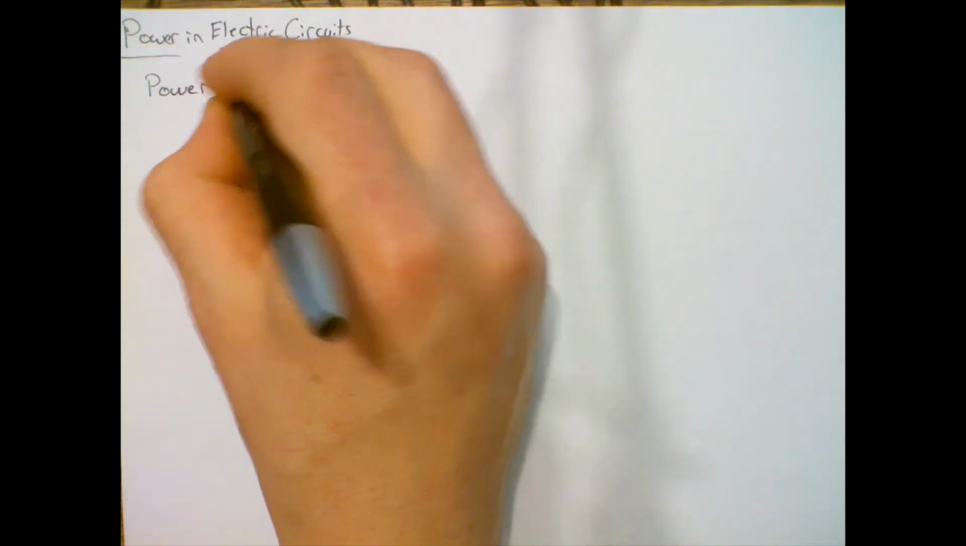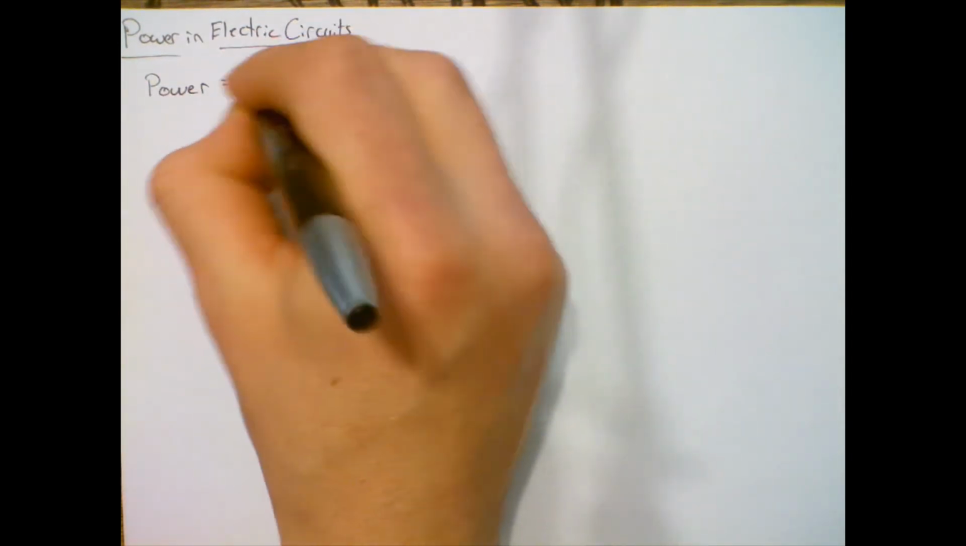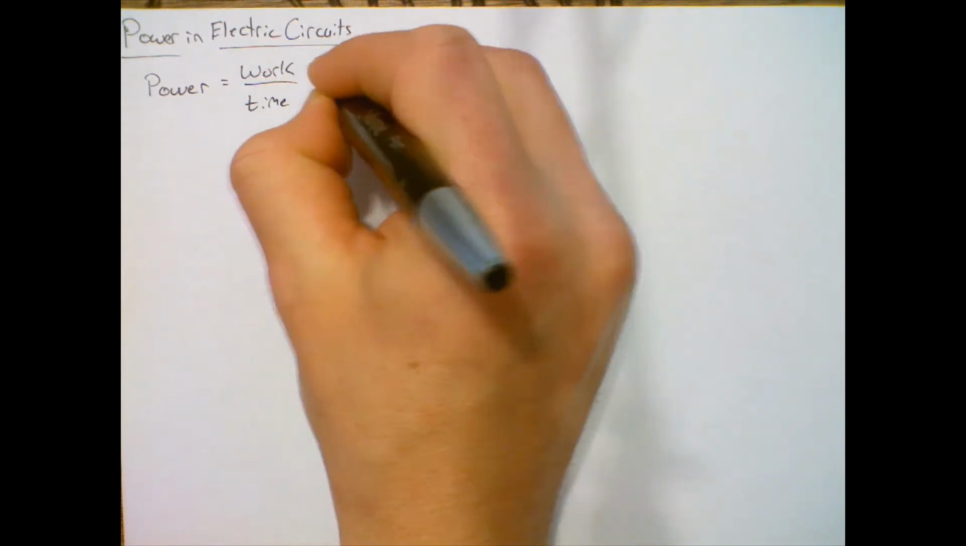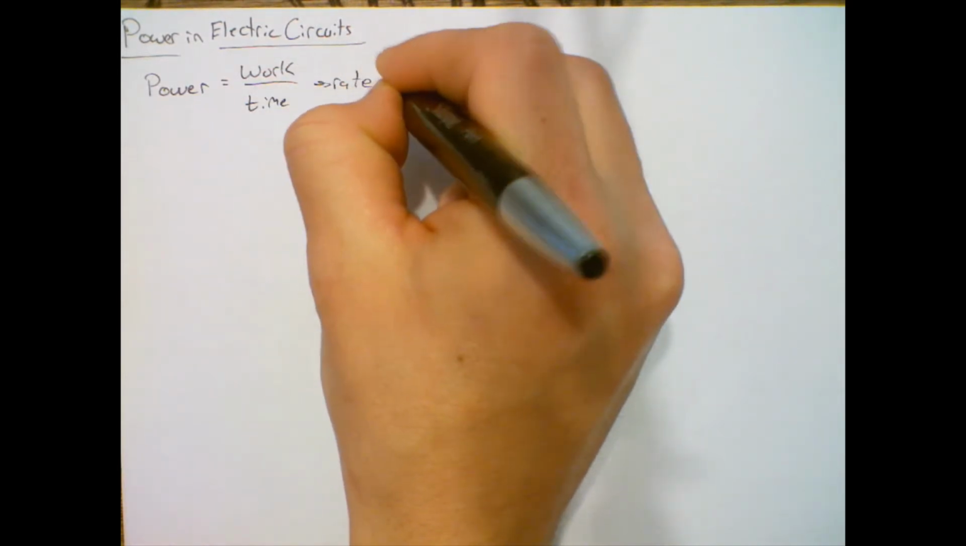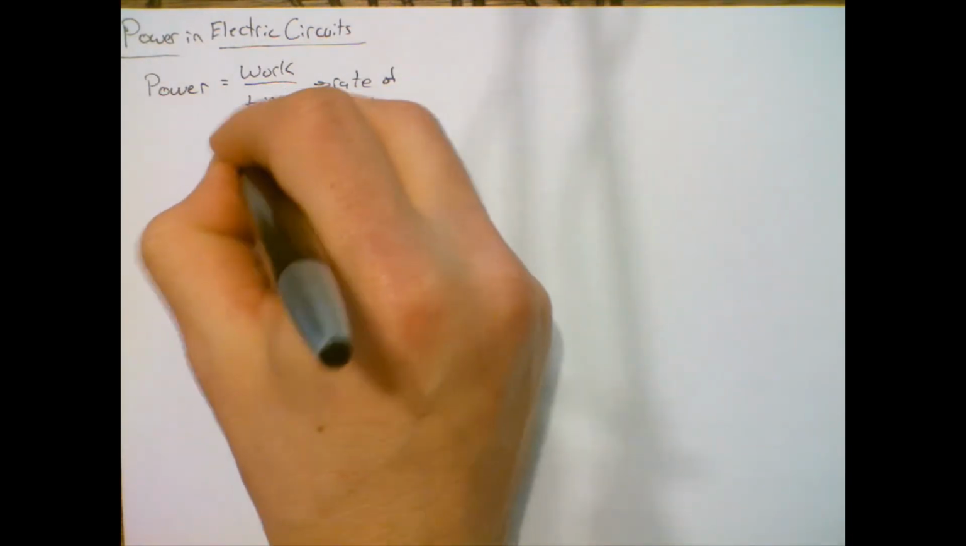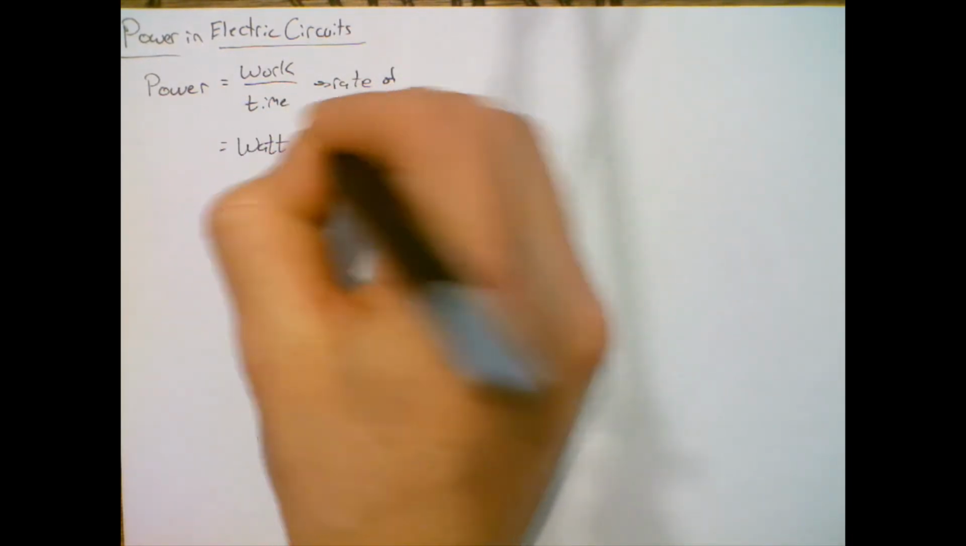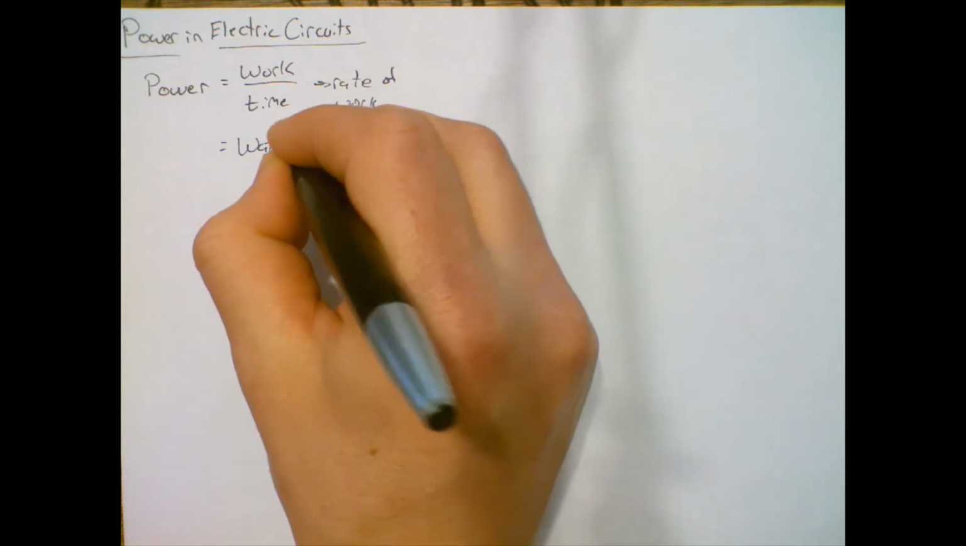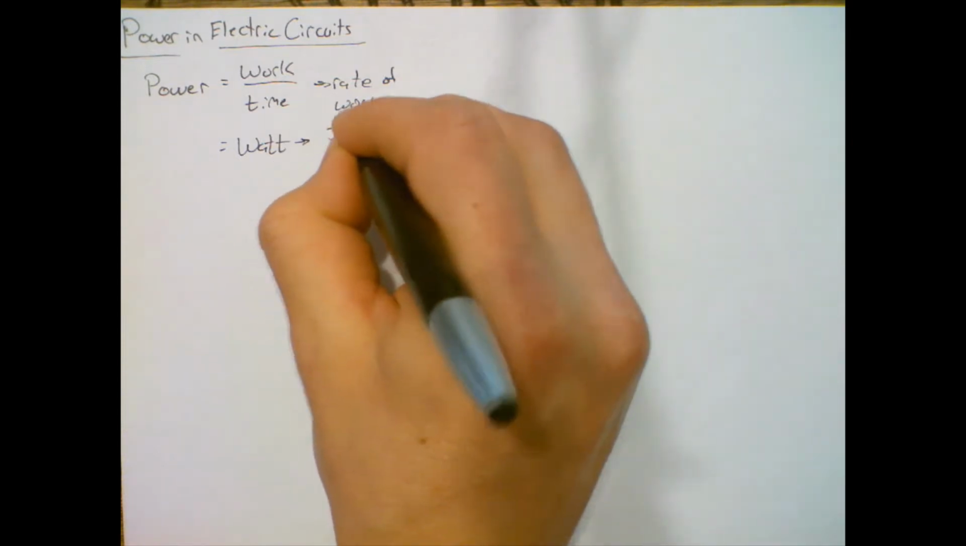I want to talk about power in electric circuits, which, if you remember, is a really simple idea of work over time. It's that rate of work. Remember our unit for power was the watt. Watt is the unit for power, which is just the joule per second.